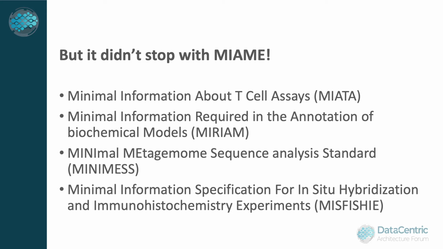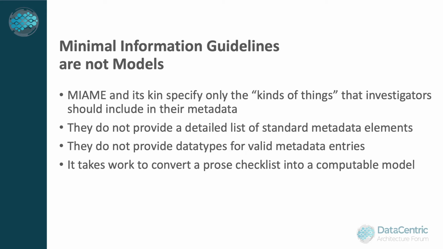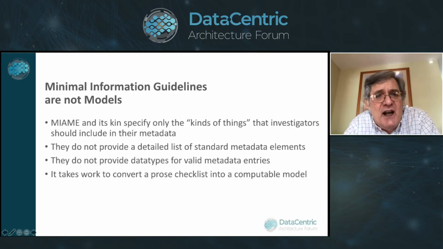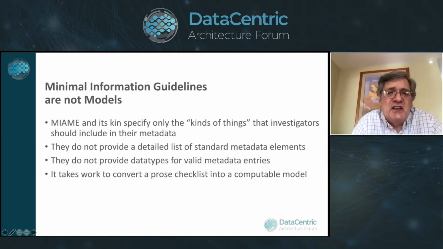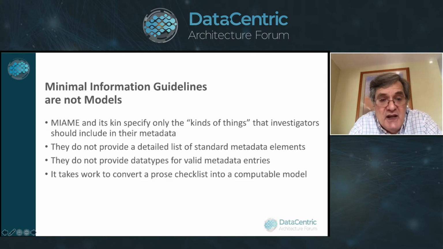And what that means is that the scientists who are involved in making their data available recognize the importance of creating structured reporting guidelines so that people can make sense out of their data. The problem, of course, is that these minimal information guidelines are not really computational models. They're just checklists of the kinds of things that investigators need to include in their metadata.